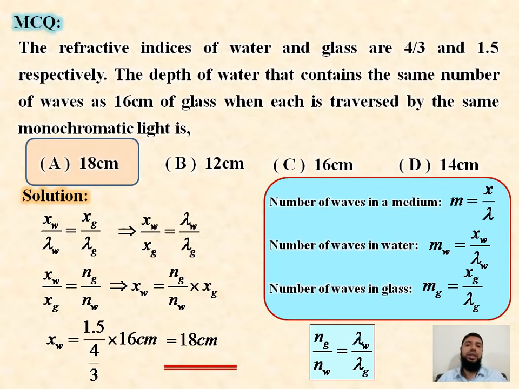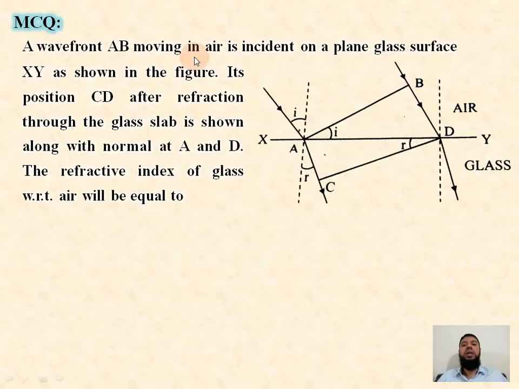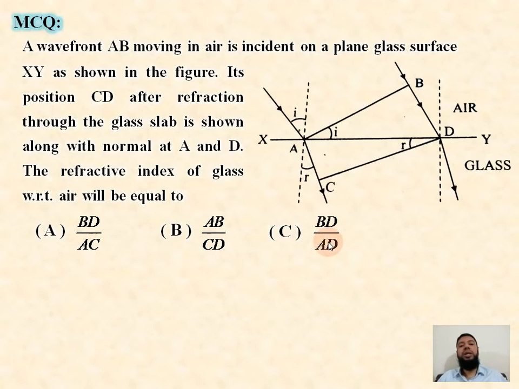Let us observe the next question. A wavefront AB moving in air is incident on a plane glass surface XY as shown in the figure. Its position CD after refraction through the glass slab is shown along with the normals at A and D. The refractive index of glass with respect to air will be equal to: option A BD by AC, option B AB by CD, option C BD by AD, and option D AC by AD.